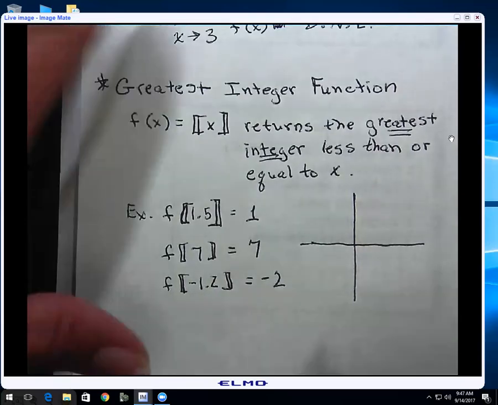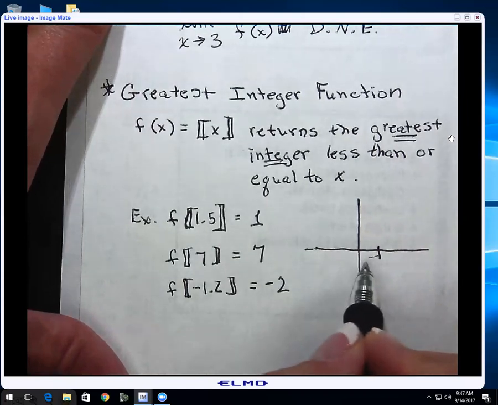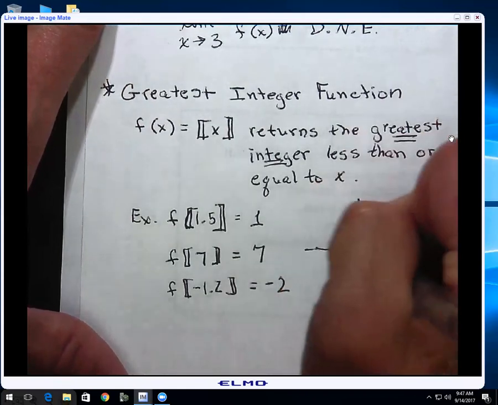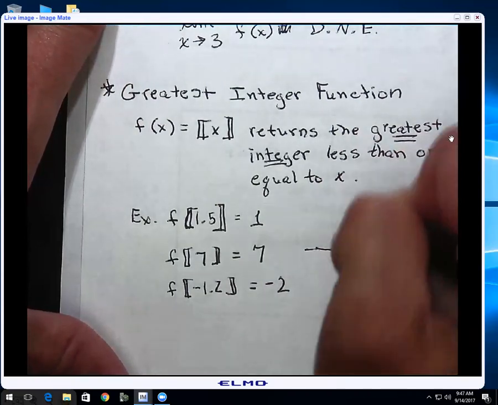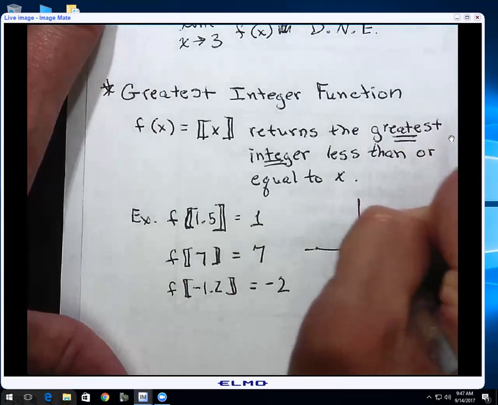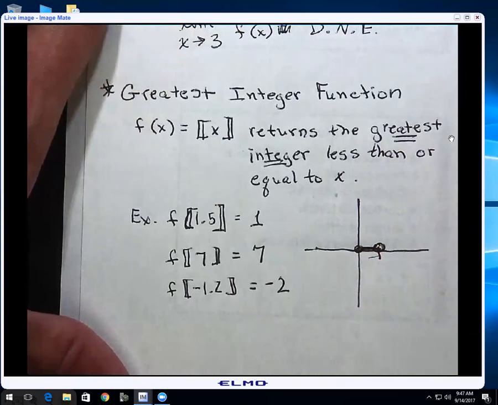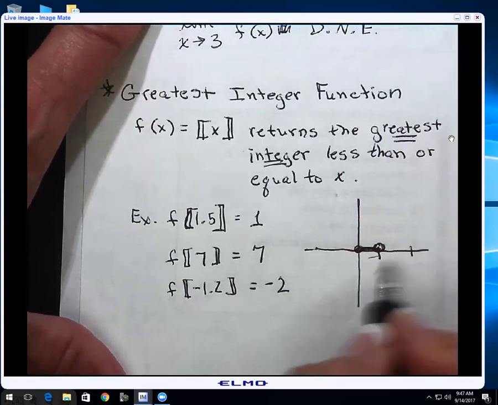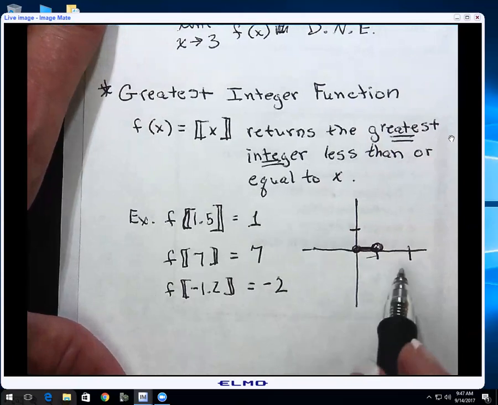If I put in any number between 0 and 1, not including the 1, what y value is it going to give me? It's going to give me a 0. So from the origin to here, there's going to be a closed dot on 0 going up to 1, and then an open dot on 1. If I put in any number between 1 and 2, not including the endpoints, what's the function going to give me?